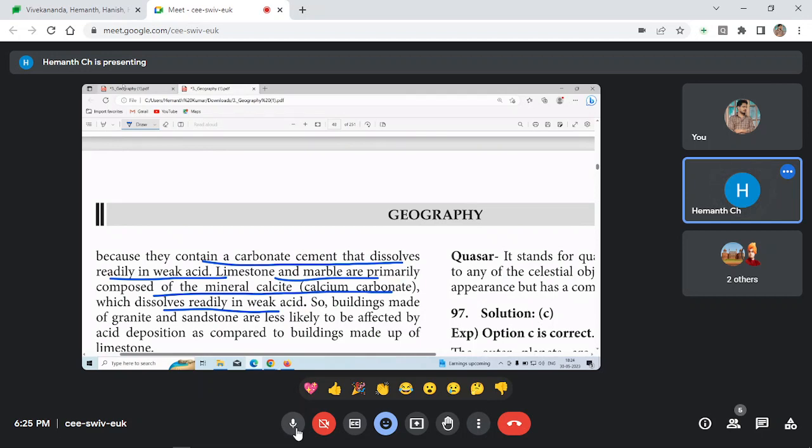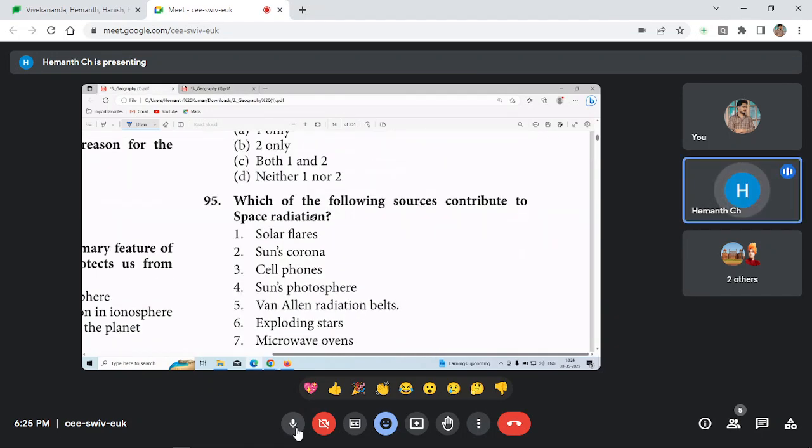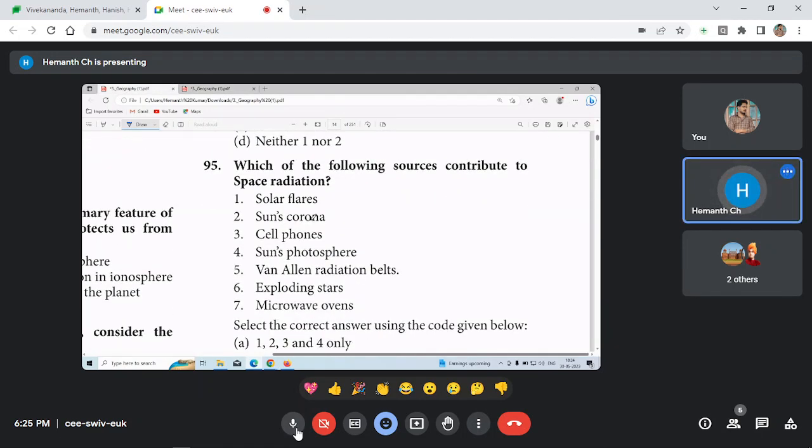Next, which of the following sources contribute to space radiation?